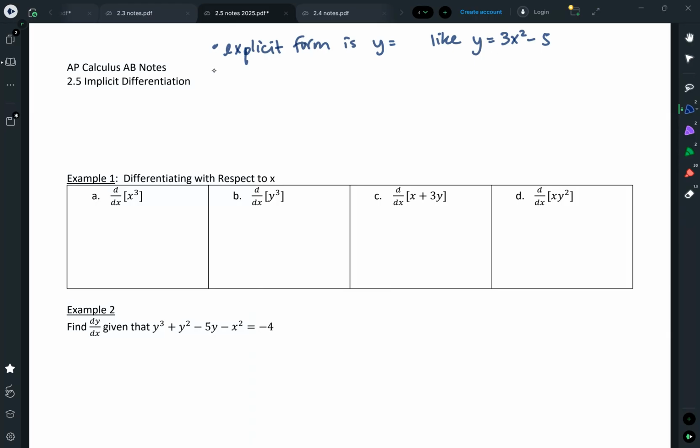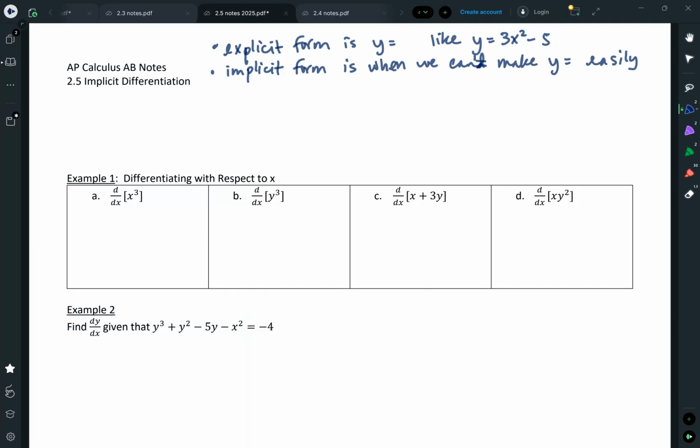So implicit form is when we can't make y equal easily.